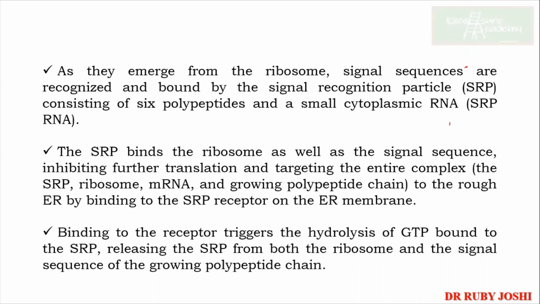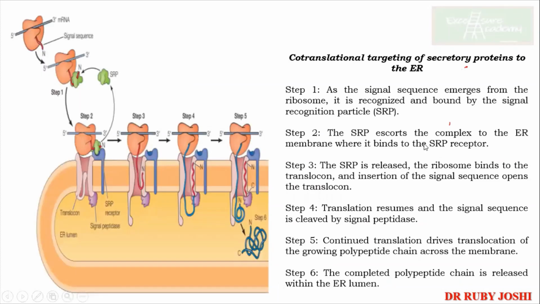So this binding to the receptor triggers a hydrolysis of GTP which is bound to the SRP, as you just saw in the animation, right? So now what is happening? SRP is getting released and the signal sequence of your growing polypeptide chain starts going into the lumen of your ER. Okay, same thing. See, this is what we have seen in the animation, right? Let's go one by one.